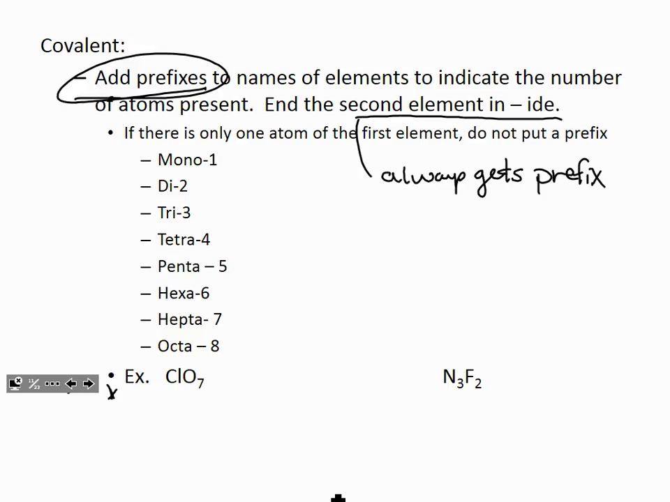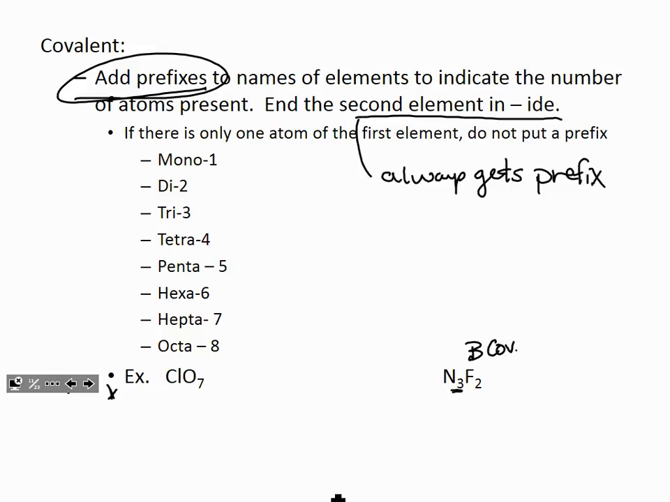N3F2, this compound is covalent. We know that because it starts with nitrogen, and nitrogen is a nonmetal. It is binary. There's only two elements, nitrogen and fluorine. So if we want to label it, it's binary and covalently bonded.